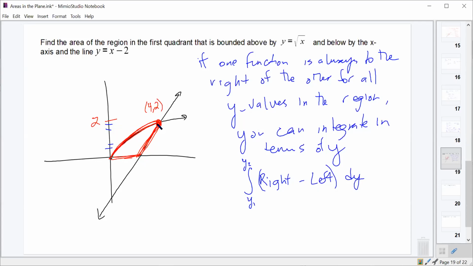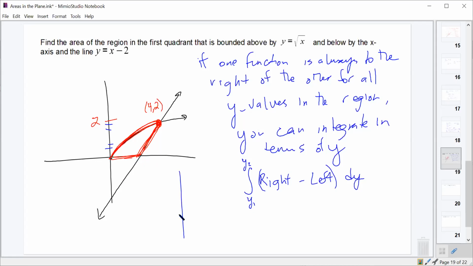What are the benefits to doing it in terms of y rather than x? Well, for one, I don't have to break this up into multiple different regions, or knock off sections of geometric shapes. And two, there are some cases in which I might have something that is so awful looking.